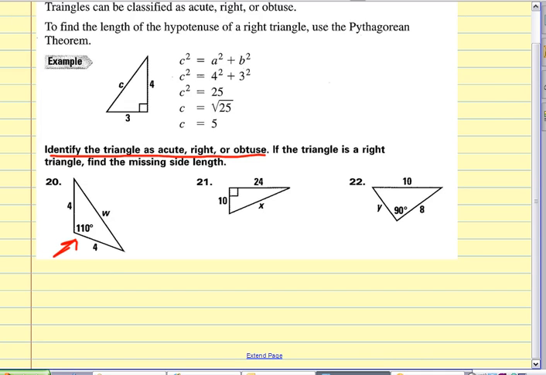What about this triangle right here? What do you think, Sydney? Obtuse. It's obtuse. Well done. Okay. How about this triangle, number 21? What's that one, Chloe? That is a right. It is a right triangle. Good. And Jordan, what about this triangle?